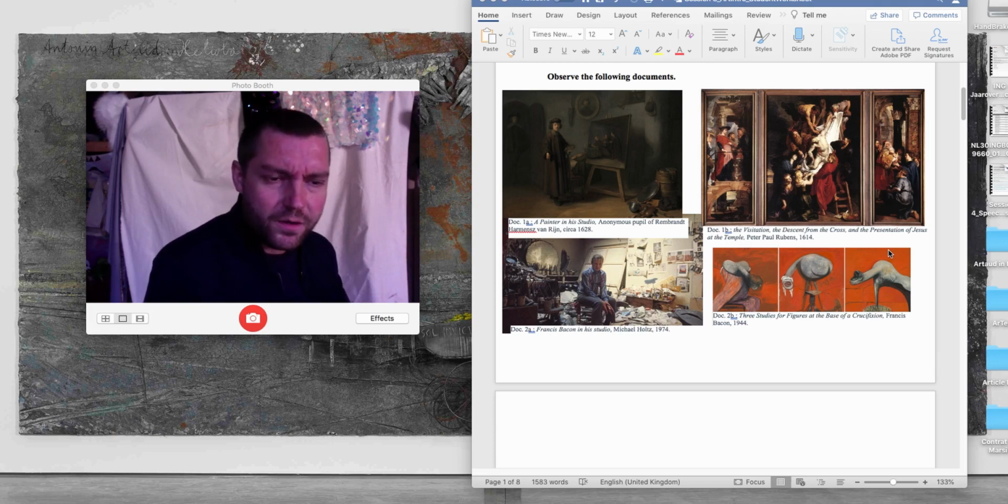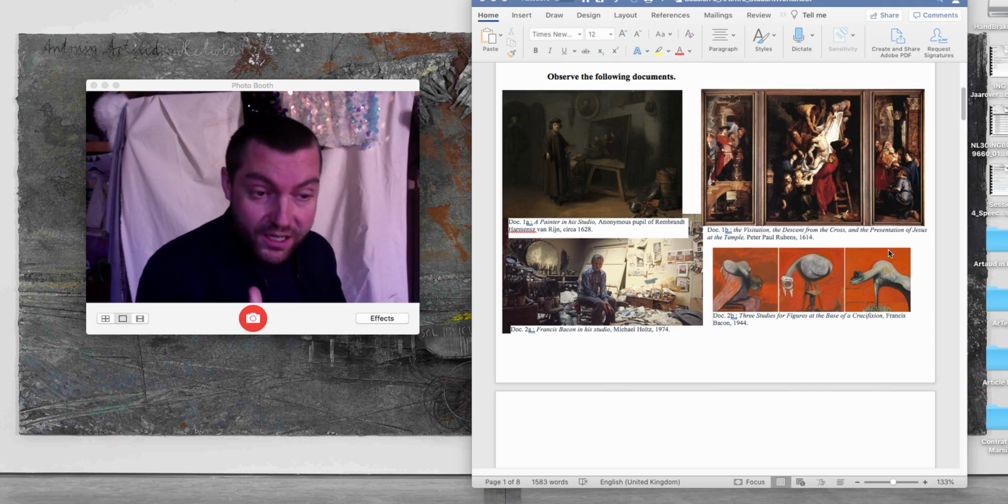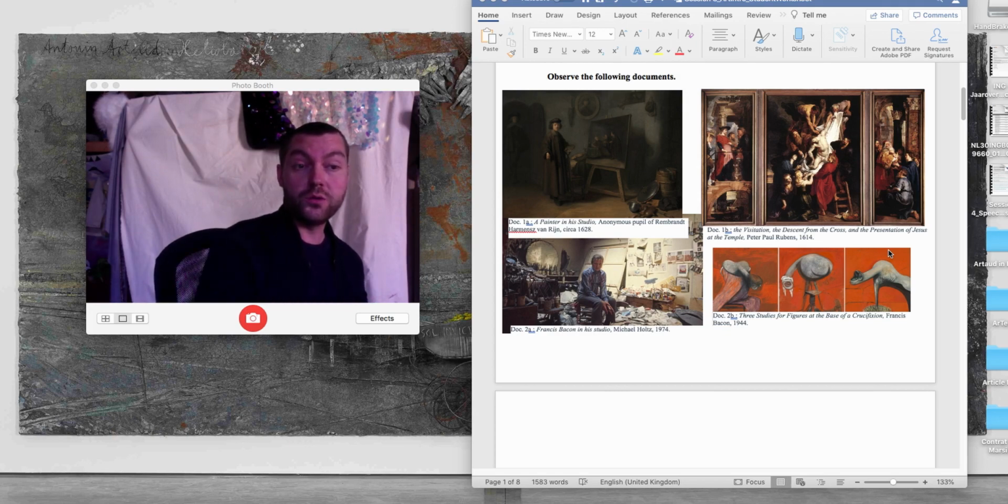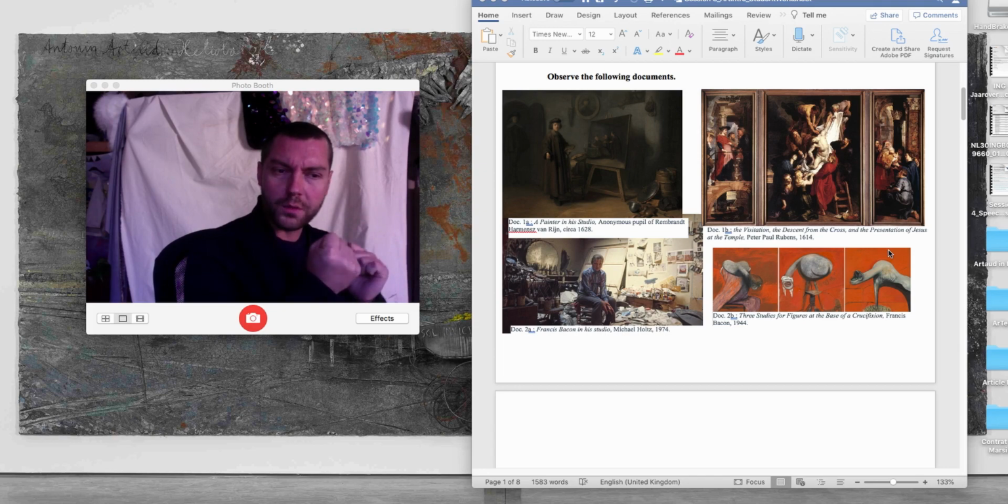In Bacon's, however, we have obviously a much more horrific, less realistic, more expressive triptych, again of the three studies of figures at the base of the crucifixion. So we're not too sure who these are. Are they similar people to those in the middle painting of the Rubens? Are they people that brought Christ down? They're certainly not being depicted realistically, but maybe as deformed, almost monsters.